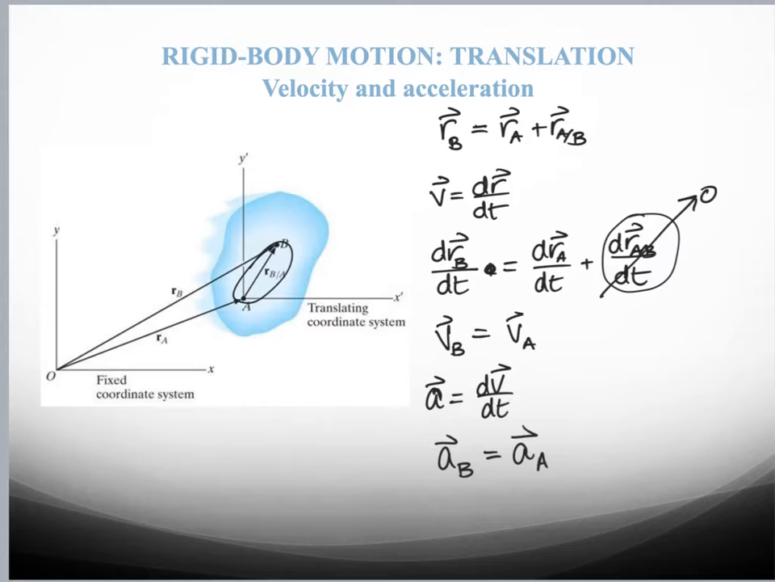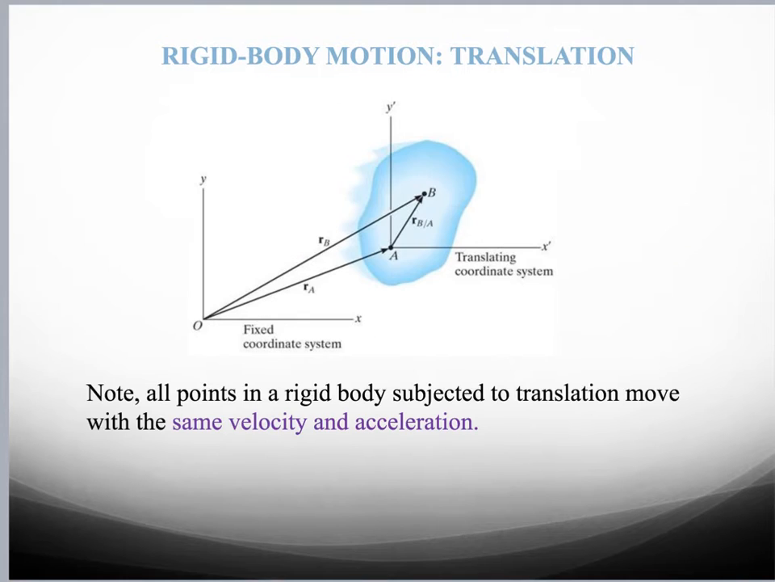That helps us understand how different points on a rigid body move when we have translational motion. Basically what we found was that all the points on the rigid body for strict translation are going to have the same acceleration and velocity. Just to remind you, this is what we found on the previous slide, which in an equation way supports what we just stated.